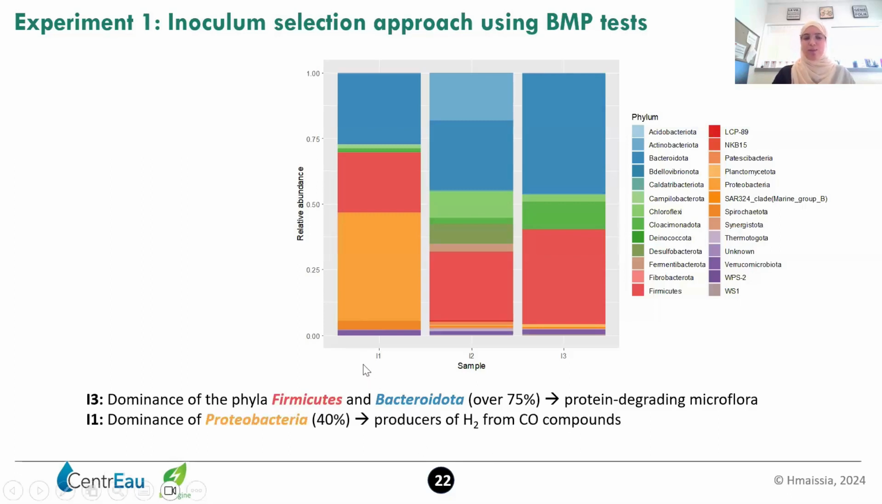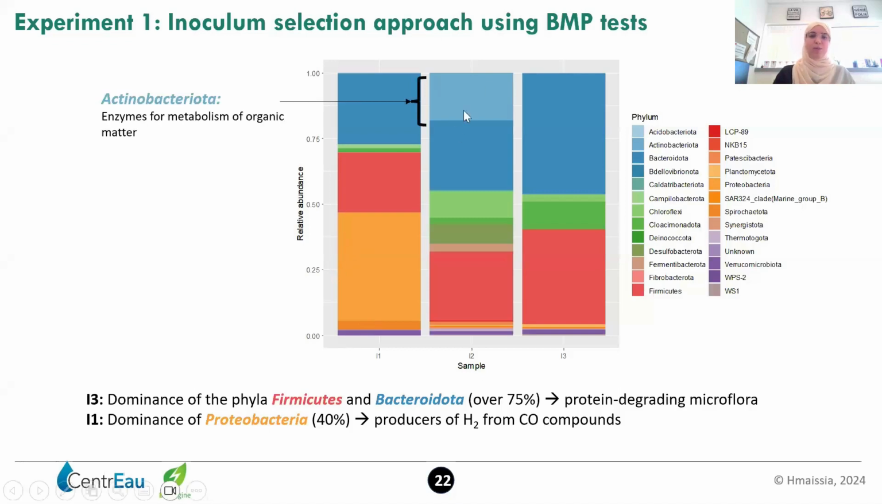Inoculum 1 was mostly dominated by Proteobacteria. It also had good results, but a little bit less than inoculum 2 in terms of kinetics. We found that this could be because they have 40% Proteobacteria, which are producers of hydrogen and CO, and these two components are afterwards consumed by other bacteria to produce methane. And then we compared the 3 inocula in terms of absence and presence of some taxa or phyla.